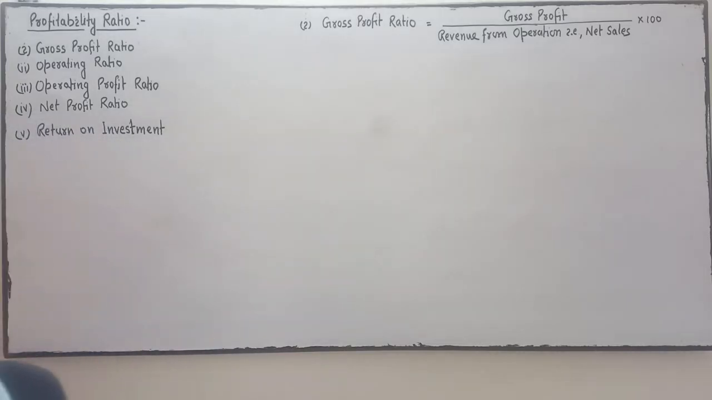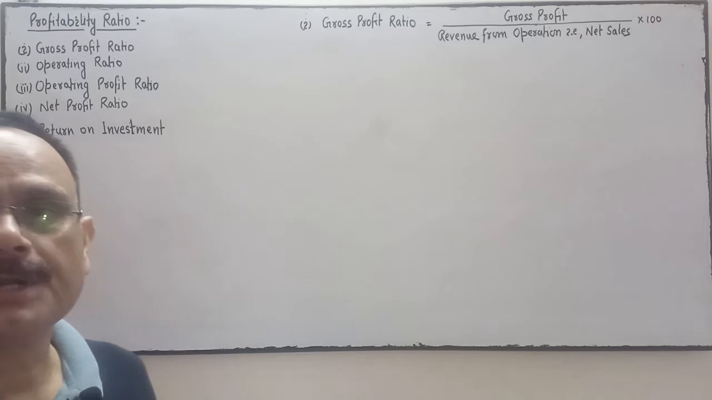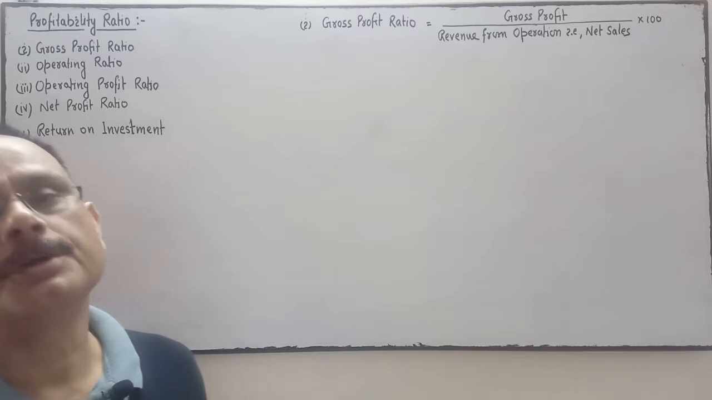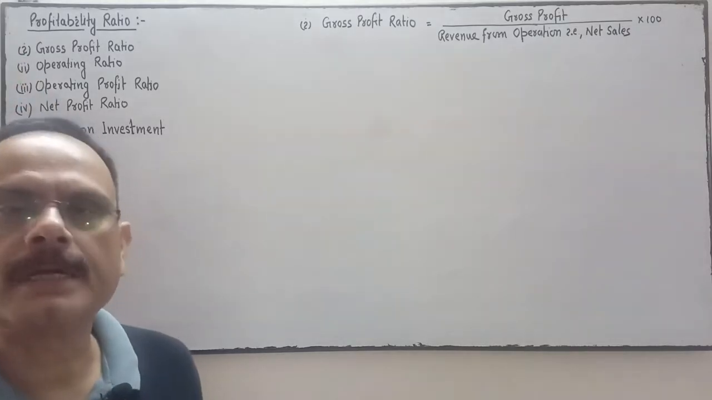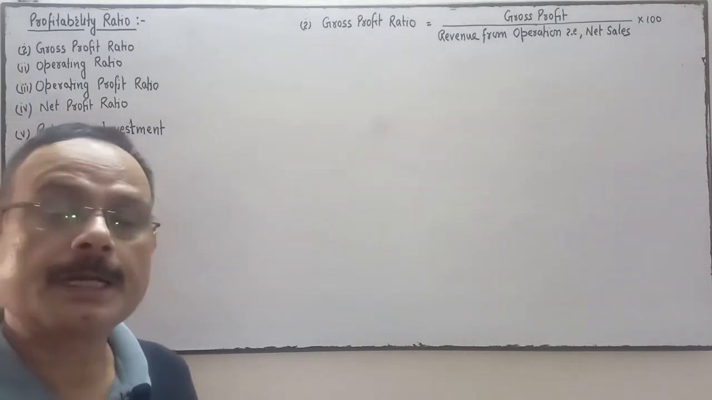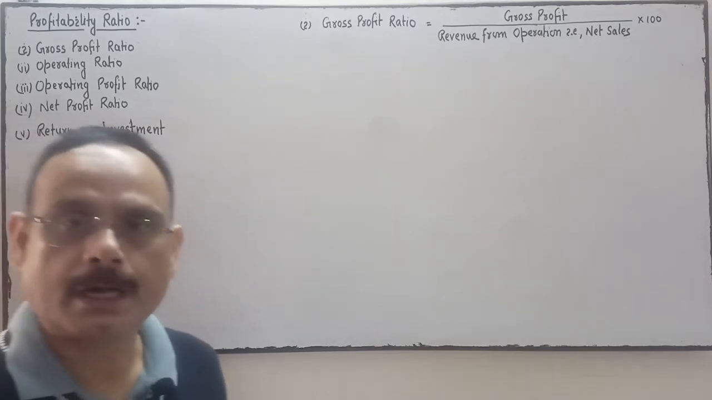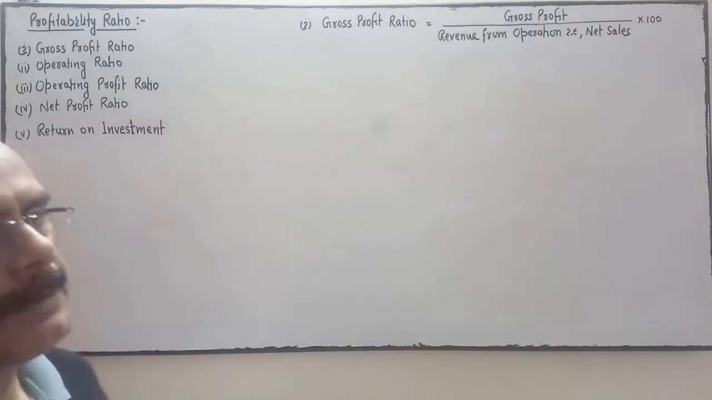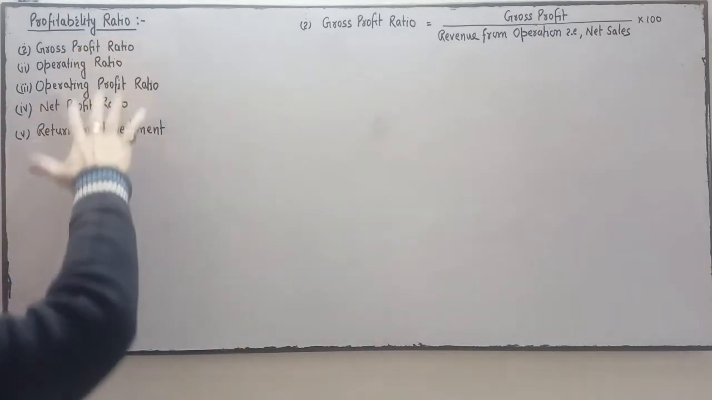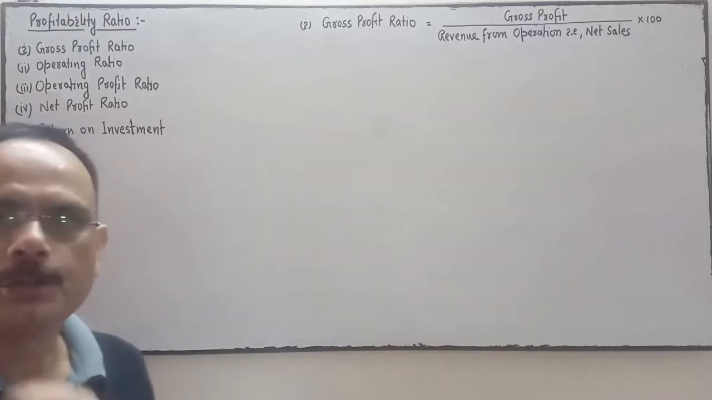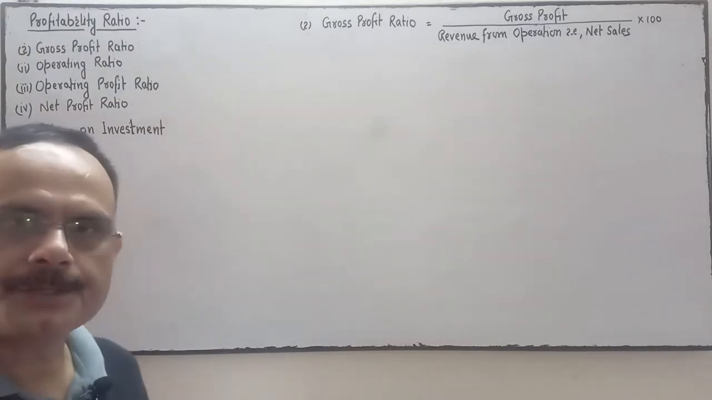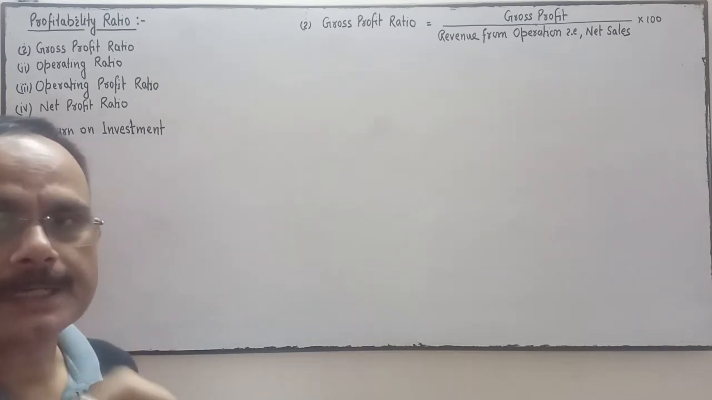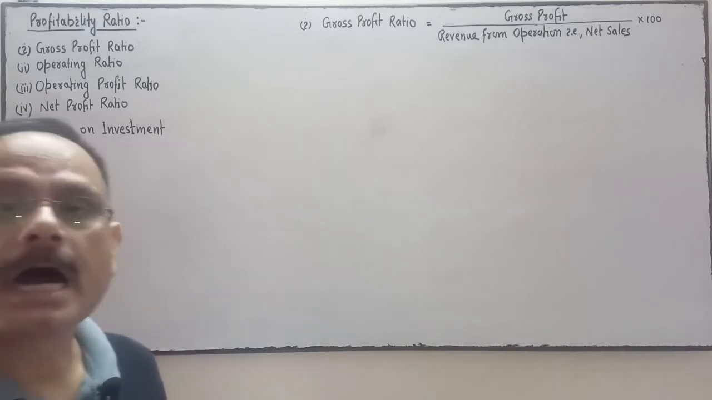profit ratio, operating profit ratio, return on investment, return on equity, PE ratio, price earning ratio. There are so many ratios we calculate under the profitability ratio, like earning per share, EPS. But here in our syllabus we will see these 5 ratios: gross profit ratio, operating ratio, operating profit ratio, net profit ratio and return on investment, that is ROI.